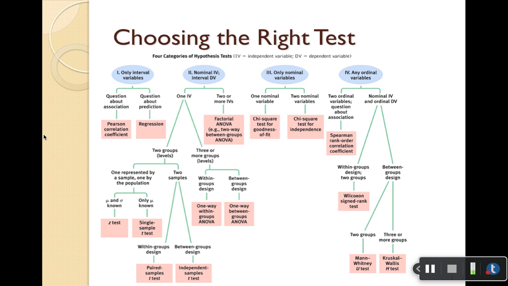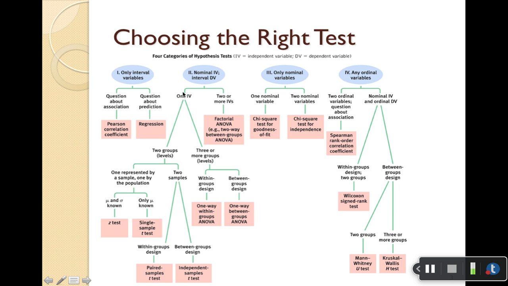So again, if we were talking about an association, we talked about a Pearson correlation coefficient. When we were talking about prediction, we talked about simple or multiple regression. This third branch over here, only nominal variables, was our most recent unit when we talked about chi-square. And again, we had the chi-square goodness of fit test when we have one nominal or categorical variable, and the chi-square test for independence when we had more than one.